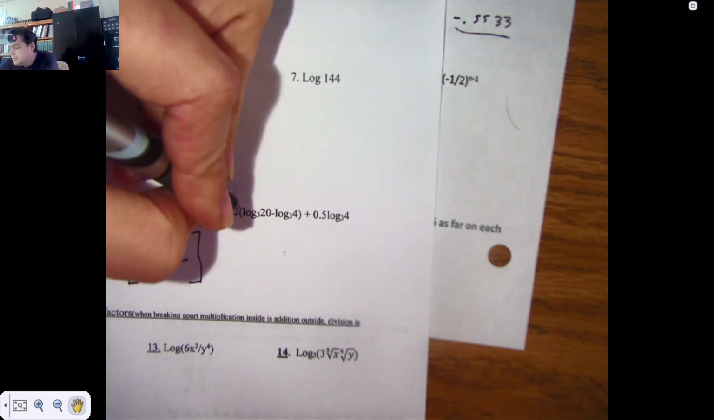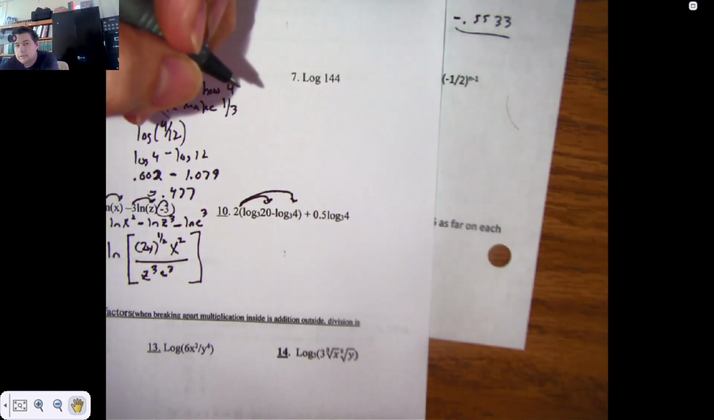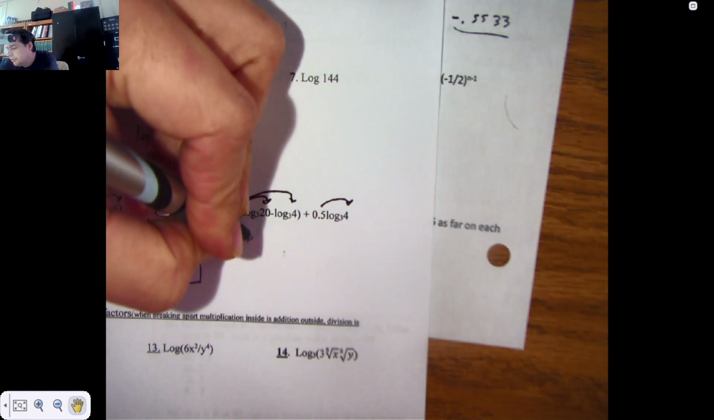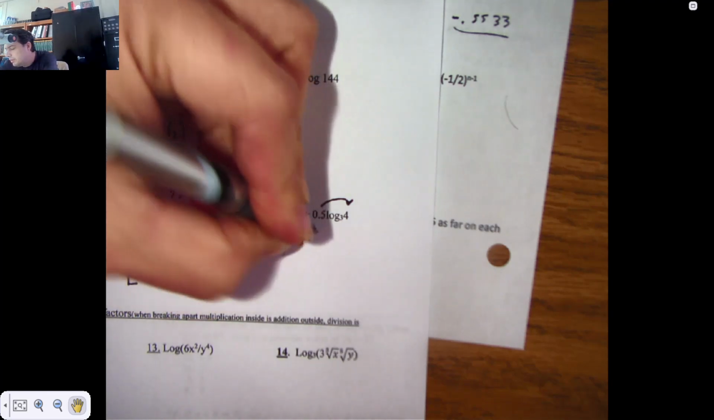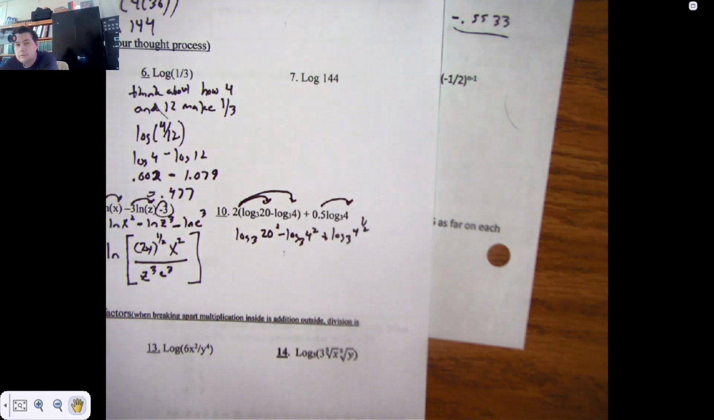Both of these guys are going to get that 2. There's a 2 out front of both. All right, so make sure you understand that. That's going to be log 3 of 20 squared minus log 3 of 4 squared plus log 3 of 4 to the 1/2 power.